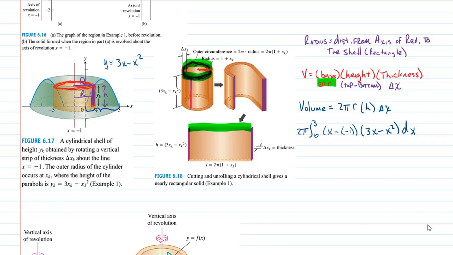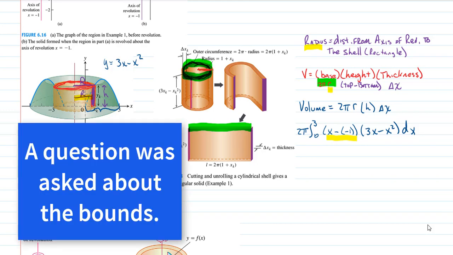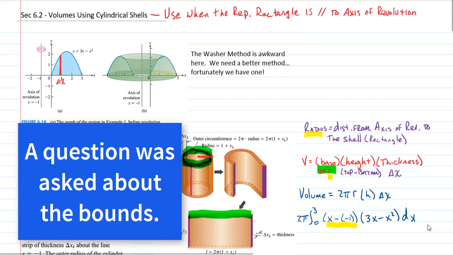The question was, where did the x minus -1 come from? And that is our radius, where the radius is the distance from the axis of revolution to the outside edge. We're going to integrate over the bounds for the shaded region. Go back up and look at our original picture.